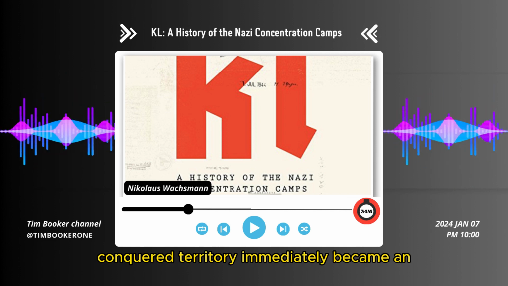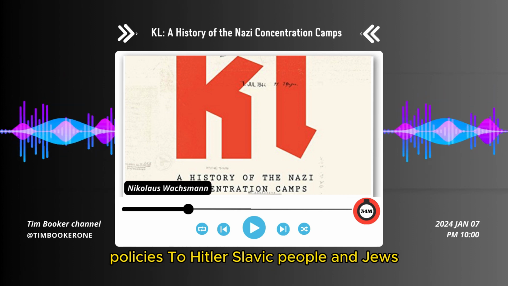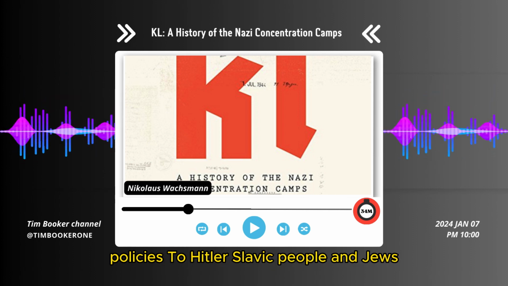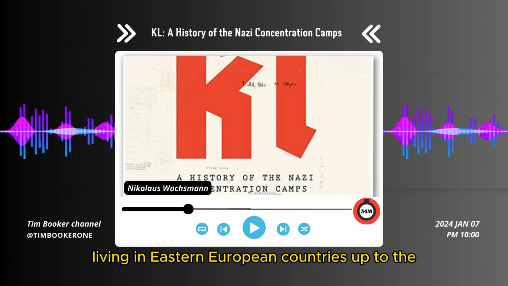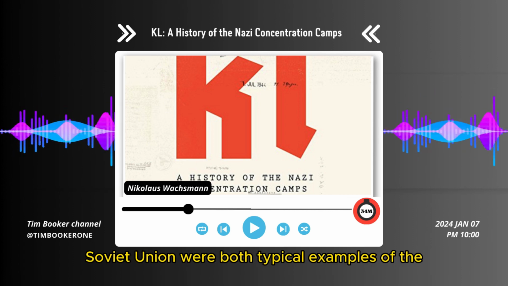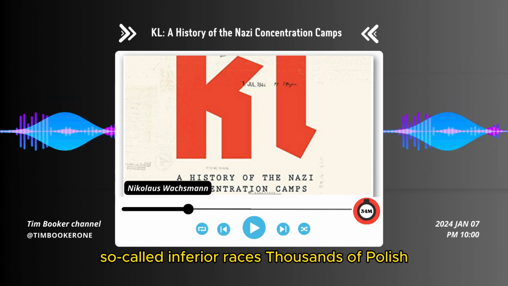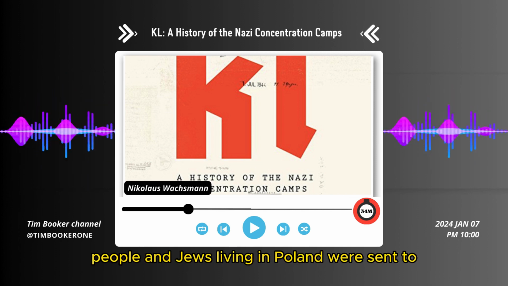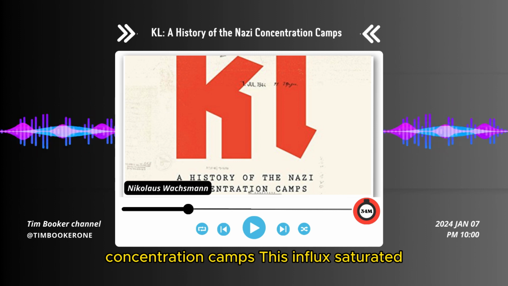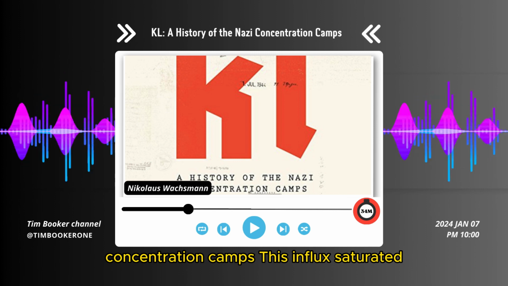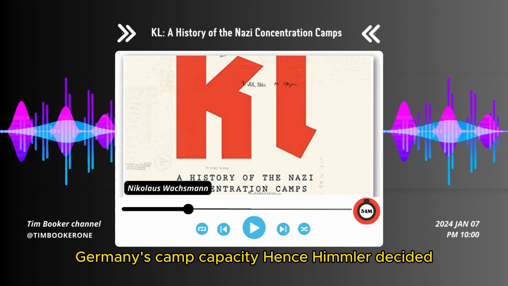Poland, the first conquered territory, immediately became an experimental ground for racial cleansing policies. To Hitler, Slavic people and Jews living in Eastern European countries up to the Soviet Union were both typical examples of the so-called inferior races. Thousands of Polish people and Jews living in Poland were sent to concentration camps. This influx saturated Germany's camp capacity.